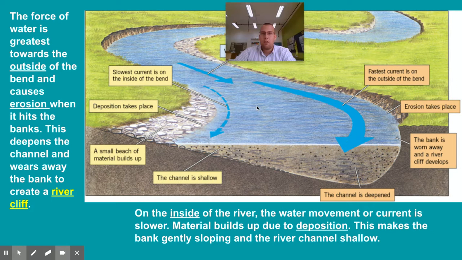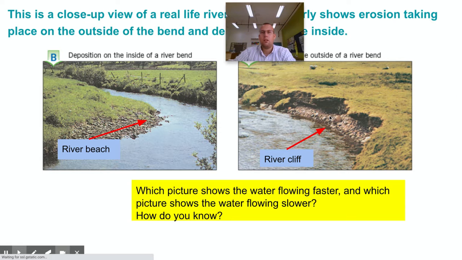You can do that. All right, on the inside of the river, the water movement, the current, is slower. That's in here, so slower current in here. Material builds up due to deposition. This makes the bank gently sloping and the river channel shallow. So you can see it's shallower here and deeper out there.